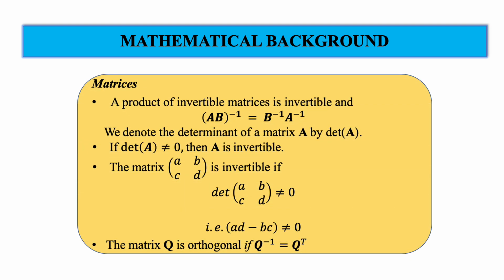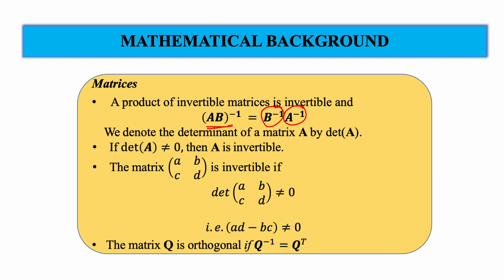Now consider a product of two matrices. This product AB is invertible if the individual matrices are invertible. We have this result which says that AB inverse is nothing but B inverse A inverse. So you will see that the order of the matrices is reversed when we expand this inverse. A similar result can be extended if you have a product of more than 2 matrices. So the order gets reversed.